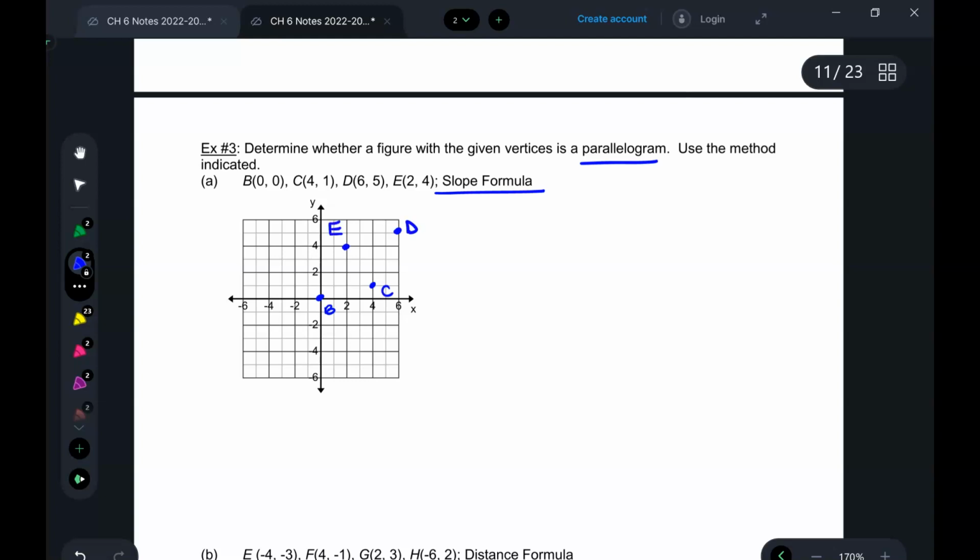Well, what are we trying to see? It is a parallelogram if opposite sides are parallel, right? So what do we know about parallel lines and their slopes? Can we just see if ED and DC have the same slope? Well, you have to check both pairs.